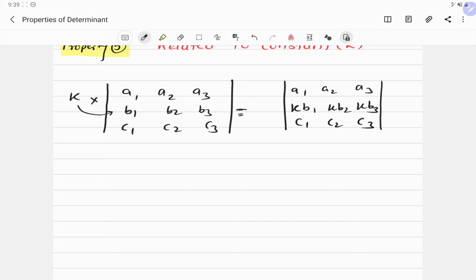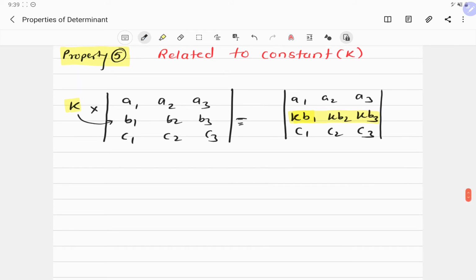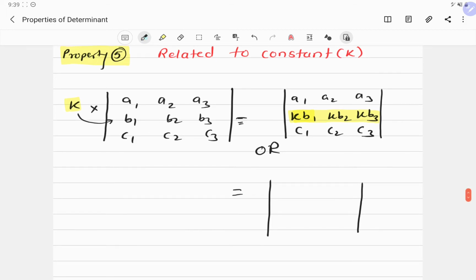So what is your observation? If you want to multiply any constant inside the determinant, make sure that you multiply it with any particular row. Or if you want, you can multiply that constant to any particular column, whichever you want, as per the requirement of the problem.